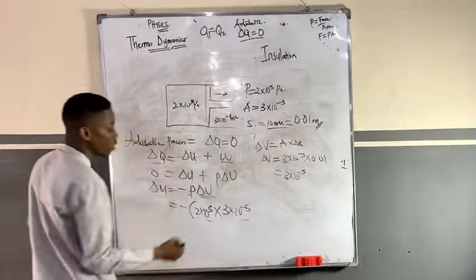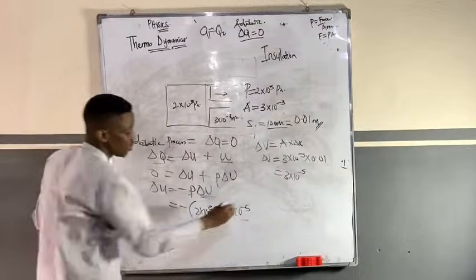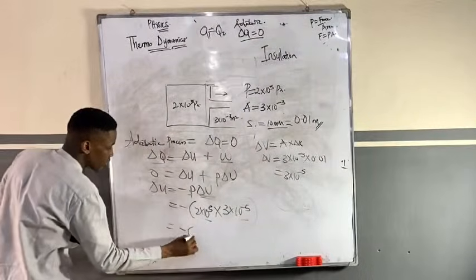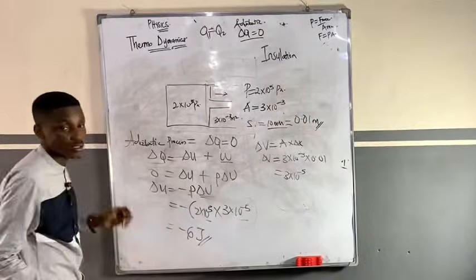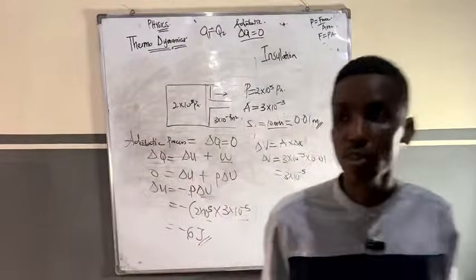If I have minus 5 and I have plus 5, they will cancel now. So my final answer will be what? Minus 6 joules. That's your answer. Any question? Yes, ask.